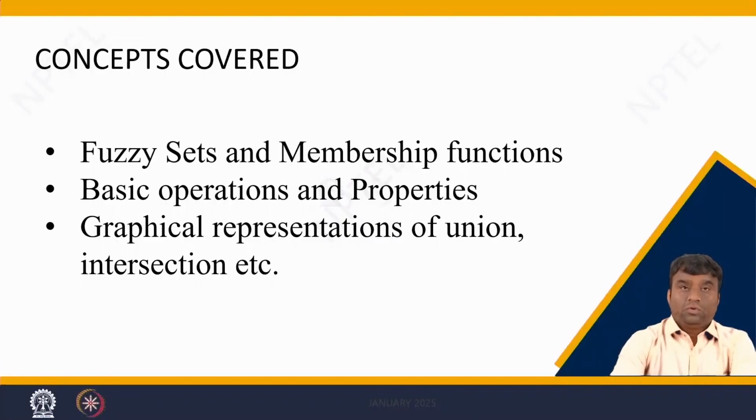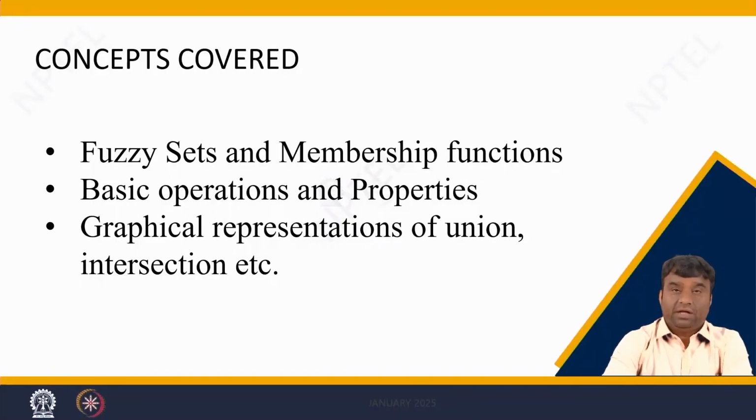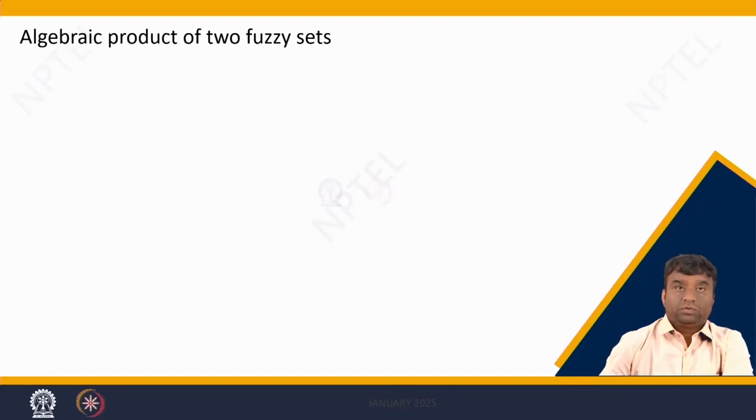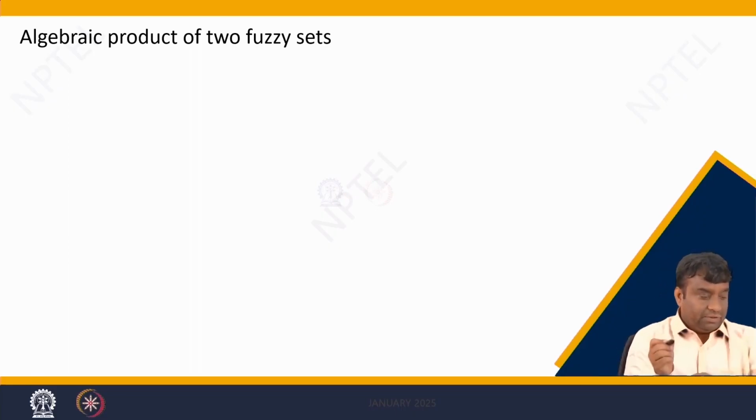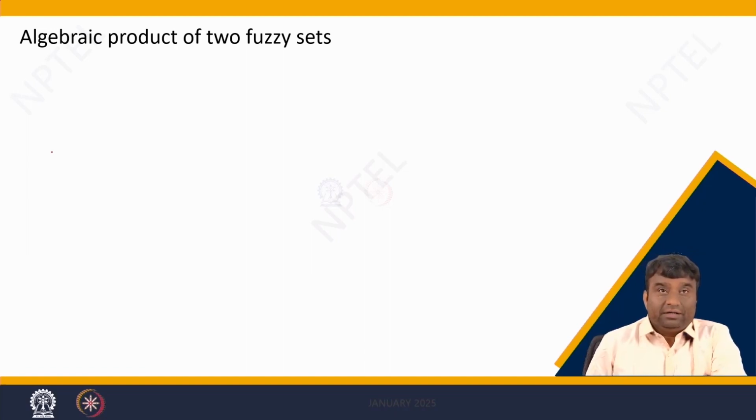So, we have covered fuzzy sets and membership functions, basic operations and their properties, graphical representations of union, intersection, etc. So, there are a few more algebraic operations. So let's start with the algebraic product of two fuzzy sets. We are writing that the fuzzy set A, the first one is the algebraic product of two fuzzy sets.